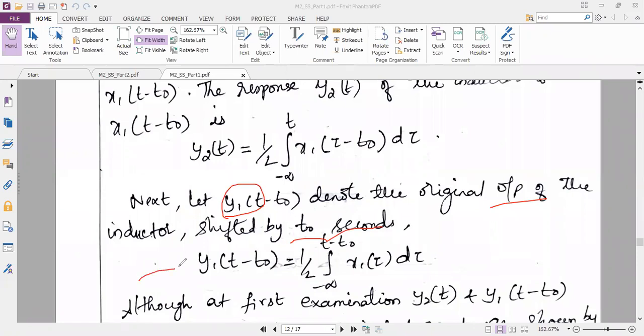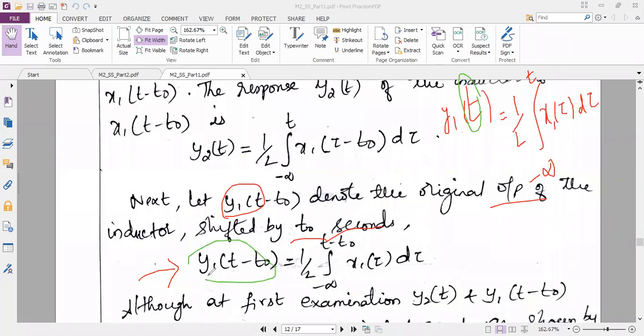If I substitute in the given question, I know very well the given y1 of t is equal to 1 by L integral from minus infinity to t of x1 of tau d tau. This is my question. So if I want y1 of t minus t naught, I should replace t wherever it is there with t minus t naught. So in this place I have to mark t minus t naught.